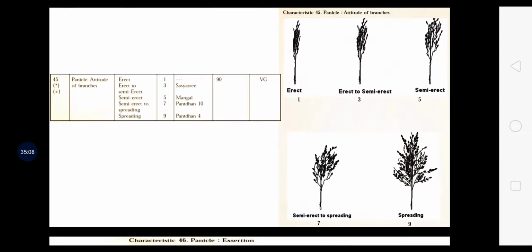45th characteristic is Panicle attitude of the branches. Attitude of branches is divided into erect type scored as 1, erect to semi-erect scored as 3, and semi-erect scored as 5. Example is Mangal. For erect to semi-erect type, example is Satyashri. Then for semi-erect to spreading type, see the fourth picture. Here it is scored as 7. The examples are Pantadhan 10. Spreading type is scored as 9 and example is Pantadhan 4.